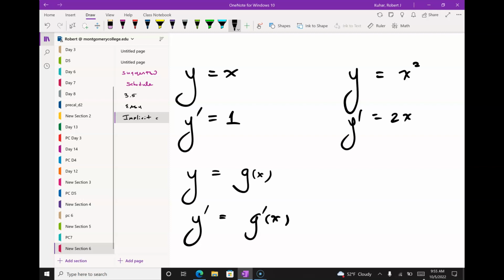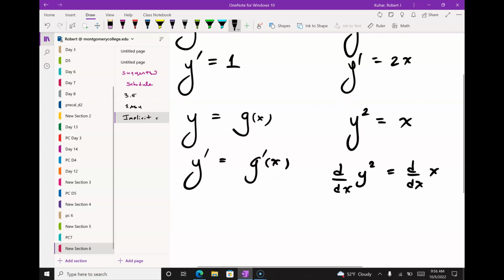Good, so now what if I said y squared equals x? What happens on the left side if I do d/dx of y squared and of x? Well, on the right, you know what happens. Derivative of x is what? 1. But I know what x squared has a derivative of. It's a 2x, right? So y squared is going to have a derivative of 2y times the derivative of the inside, y prime.